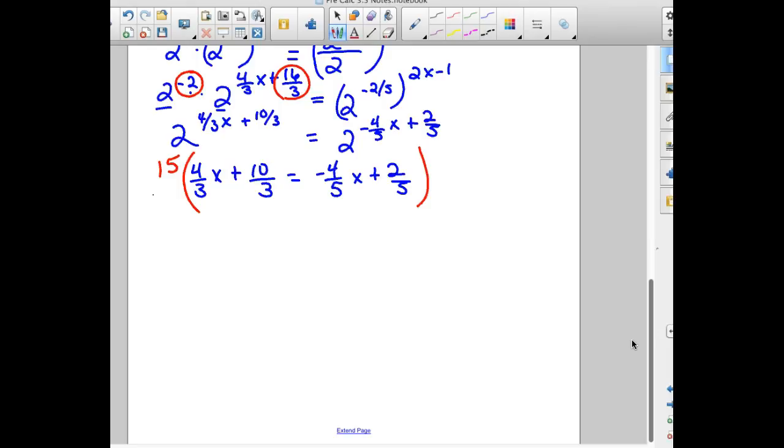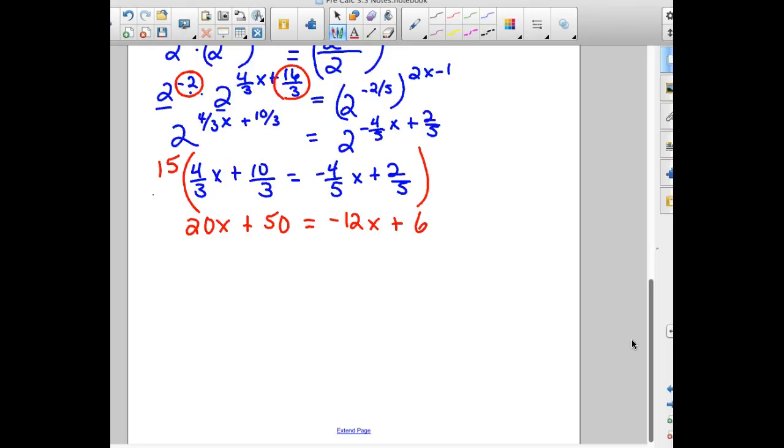Multiplying that, 3 goes into 15 5 times, so we get 20x. 3 goes into 15 5 times, which gives us a 50. 5 goes into 15 3 times, so we have negative 12x. And 5 goes into 15 3 times, so we get a 6.